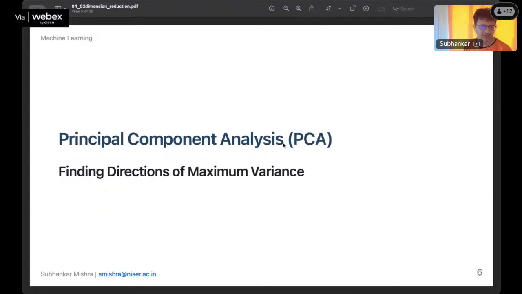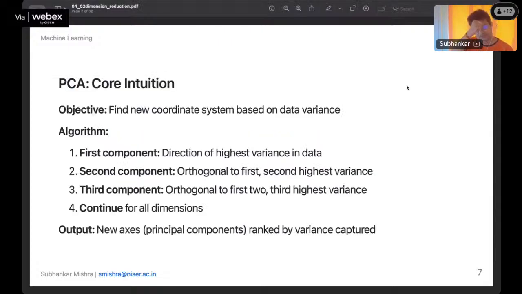Okay. So we'll start with principal component analysis. I know most of you have done it, but we'll still cover it. The core intuition of PCA is this: consider two-dimensional data. Principal components are vectors that define a new coordinate system in which the first axis, or the first component, goes in the direction of the highest variance of the data.